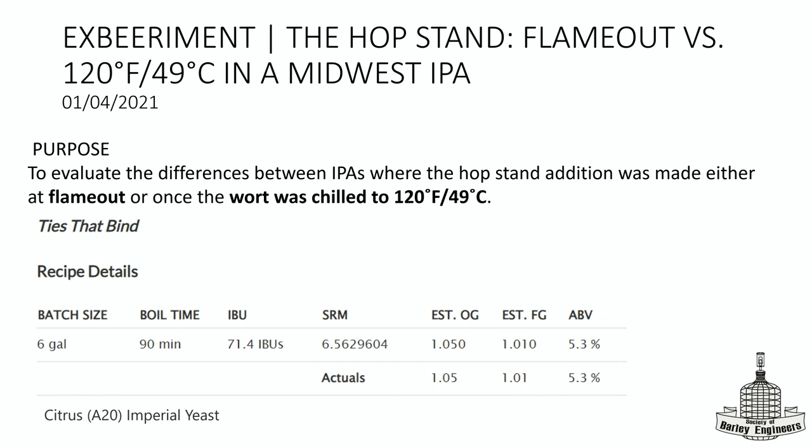So the way that it's one continuous thing that you can scroll through, and for those that have seen it, you know what I'm talking about, but he'll talk about the recipe details. So in this case, he's got something he's calling a Midwest IPA. He's using citrus imperial ale yeast.